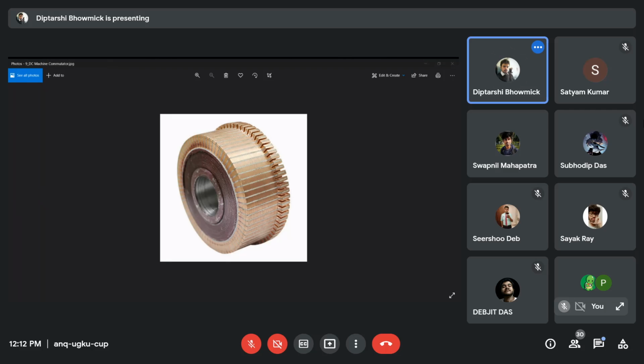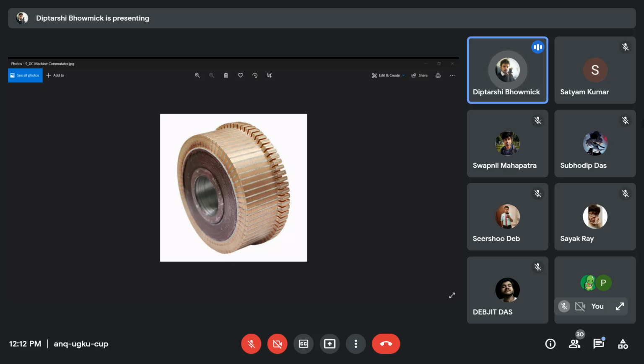So number and width of commutator bar. The number is 88, that is measured in our case, and the width is 0.4 centimeter. And the material of the commutator bar is basically hard drawn copper. Clear? It is hard drawn copper.